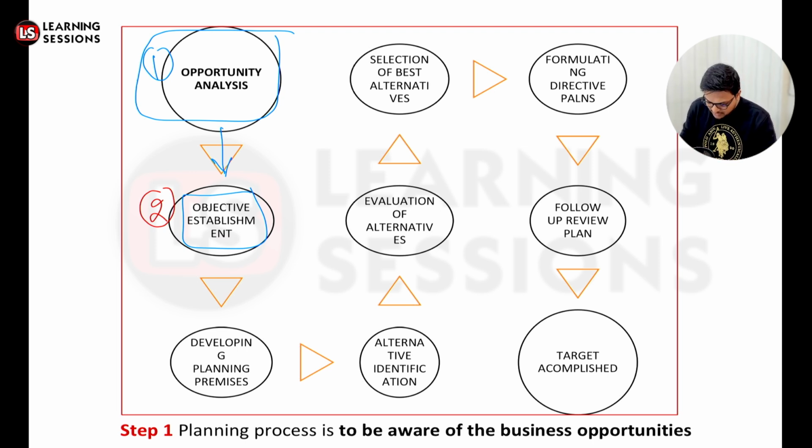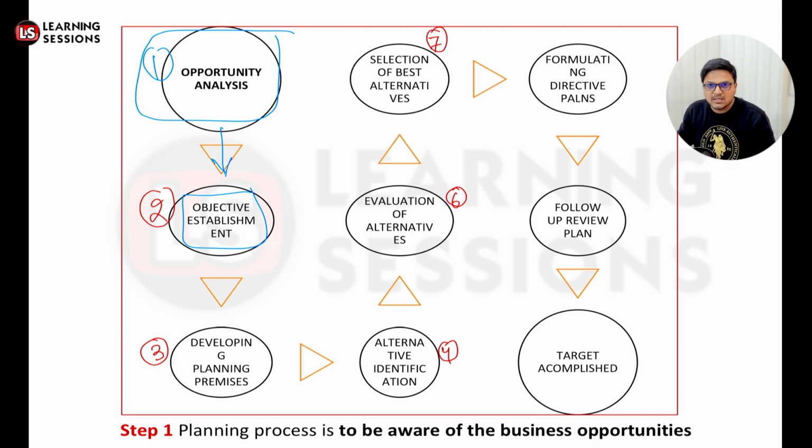Premises are basically the strategies that you need to form over there. After that, you will be looking for the different alternatives which are available. Let's say for doing one thing, 5 methods were available. We will be evaluating each and every method over there, and we'll be finding out which method is actually the best one.